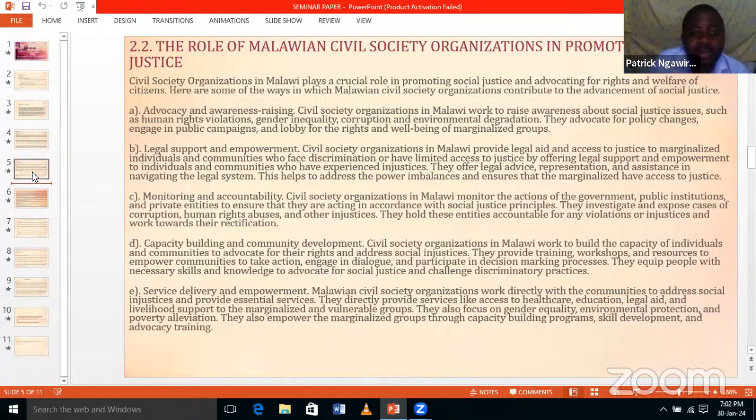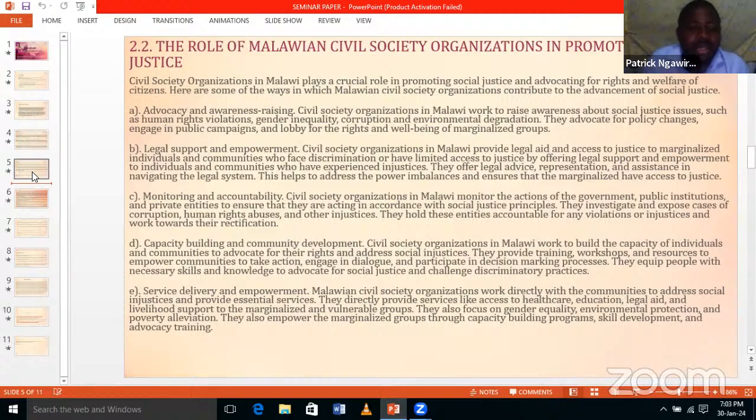They can also do legal support and empowerment. Civil society organizations can provide legal aid and access to justice to marginalized individuals and communities who face discrimination or have limited access to justice, by offering legal support and empowerment to those who have experienced injustices. They offer legal advice, representation, and assistance in navigating the legal system. This helps to address power imbalances and ensure that the marginalized have access to justice.